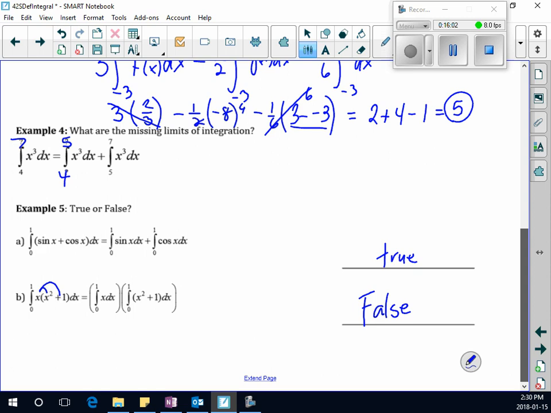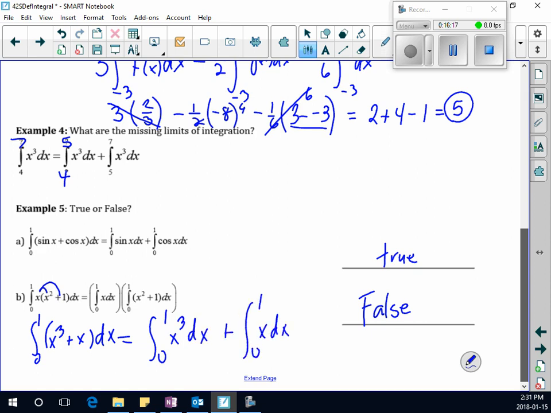So it'd be x, so then the integral from 0 to 1 of x cubed plus x dx. Then I could separate it as the integral from 0 to 1 of x cubed dx plus the integral from 0 to 1 of x dx. That's the only thing I could do. Does everybody see what I did? There's no multiply rule, right? Okay, next one.